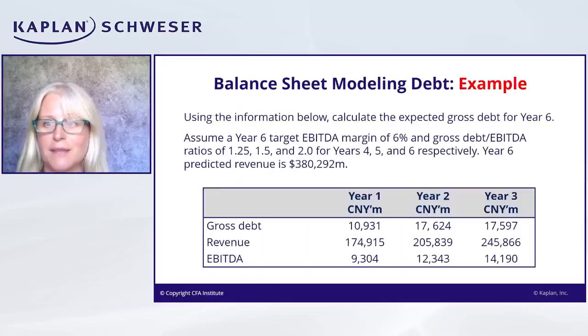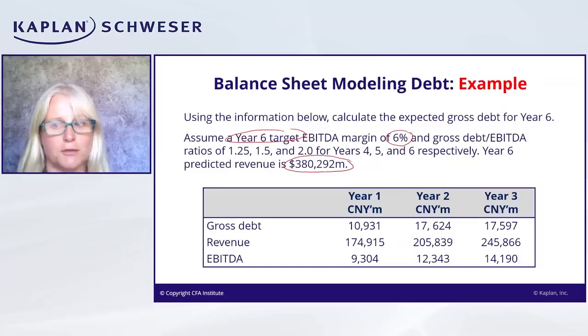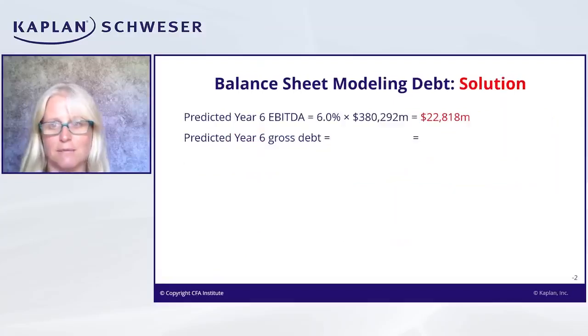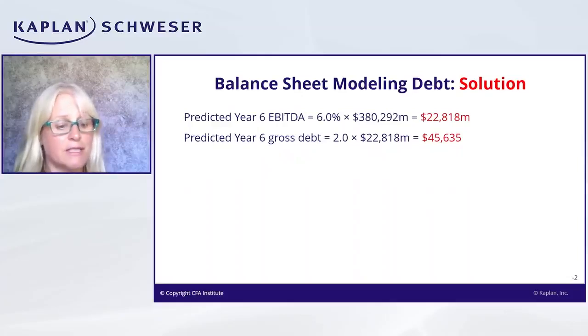So if we go back, we have got a year 6 margin of 6%, and we've got revenue as predicted for year 6. So that'll get us to our EBITDA, and then our relationship between gross debt and EBITDA, we only want the year 6 one, is 2. So as long as we know where we're heading with these numbers, we can work through them, hopefully, with minimal stress. So we pick up that revenue and we pick up the 6% margin target, and then relationship between gross debt and the EBITDA. And that's it. There isn't really anything more.